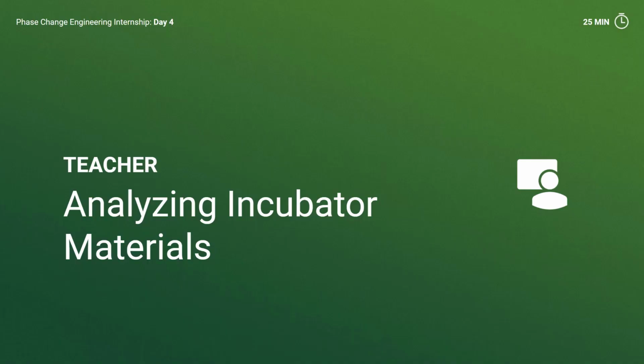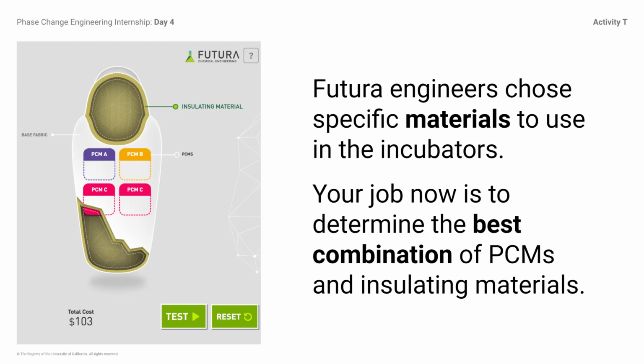Teacher, analyzing incubator materials. Futura engineers chose specific materials to use in the incubators. Your job now is to determine the best combination of PCMs and insulating materials. Remember that the engineers chose these materials because of some constraints or limitations of the design solution. These constraints included things like requirements for the heating materials being reusable, capable of being heated without electricity, and ease to use. These constraints helped Futura design the basic sleeping bag and phase change materials for the incubator.